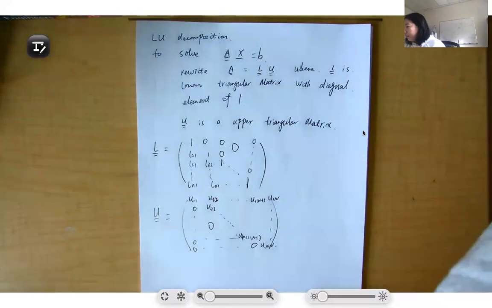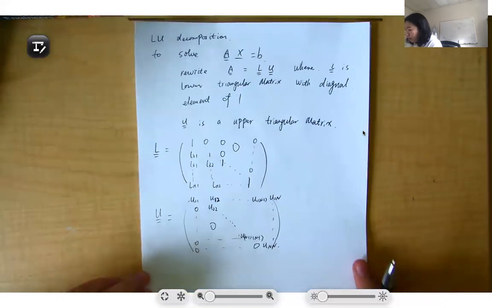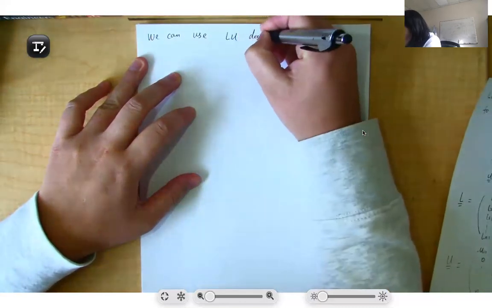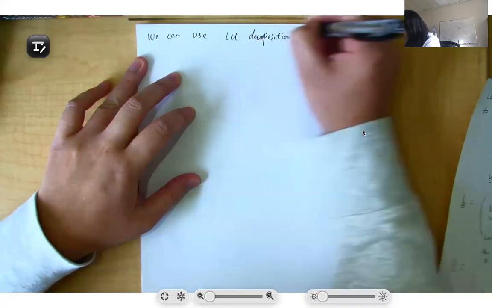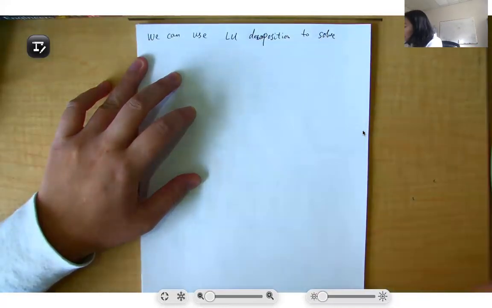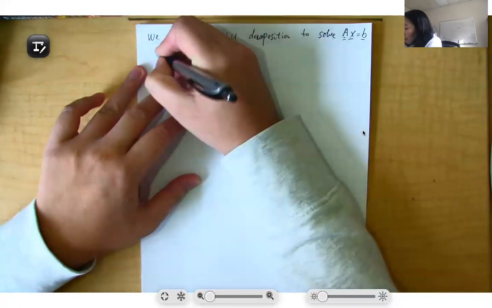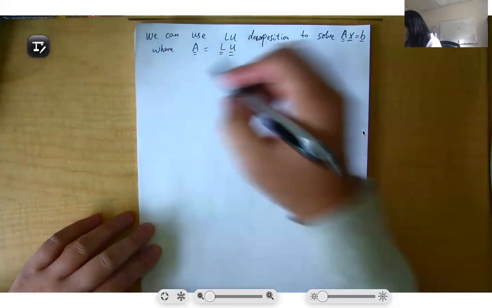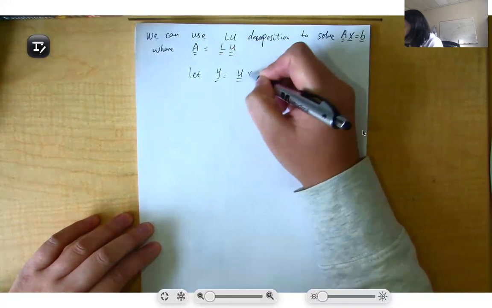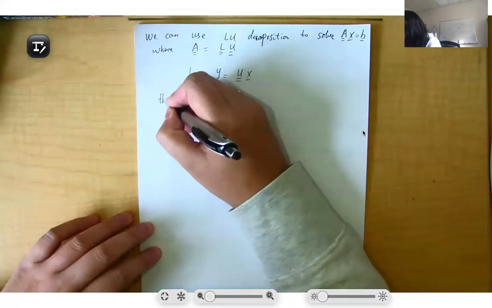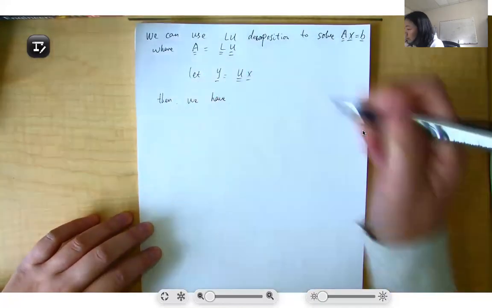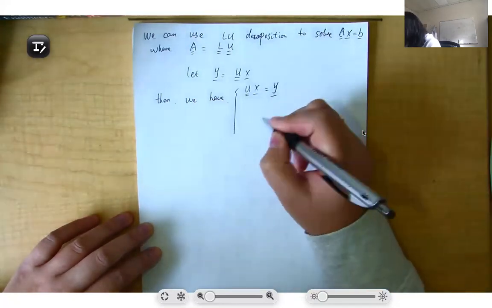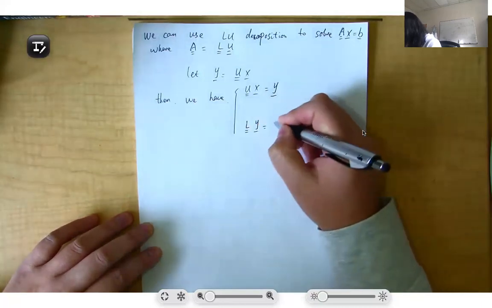And we can use LU decomposition to solve AX equals B, where A can be written as LU. Then what does this form look like? Let Y equal UX. That means UX equals Y. Then LY will be equal to B.